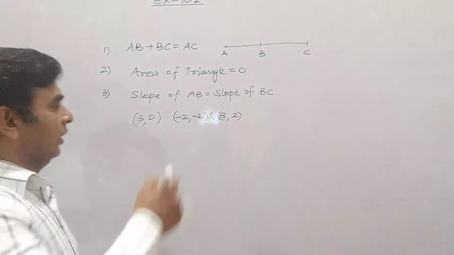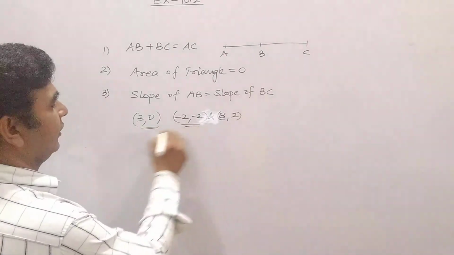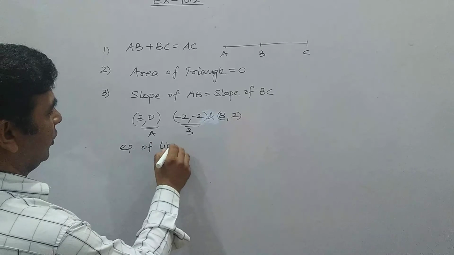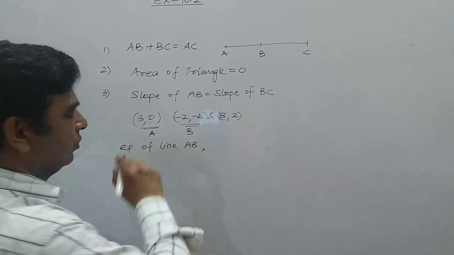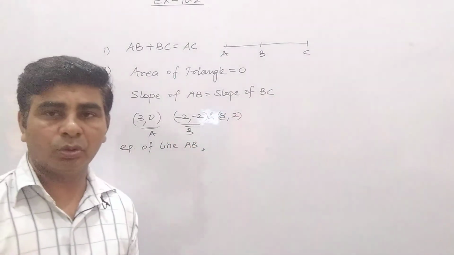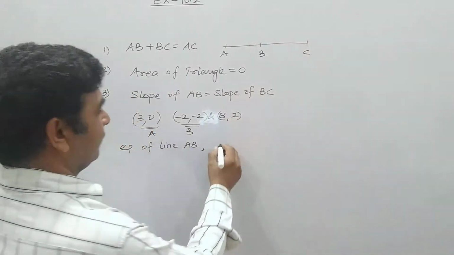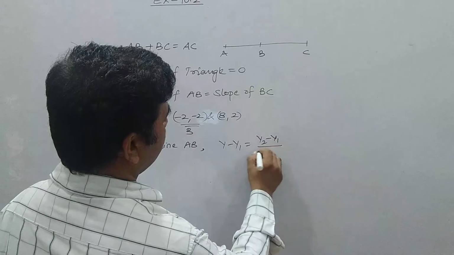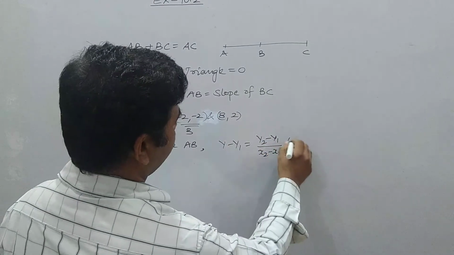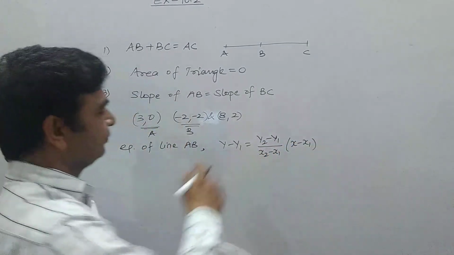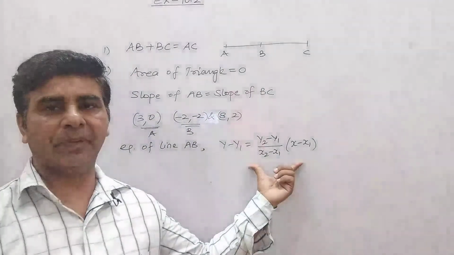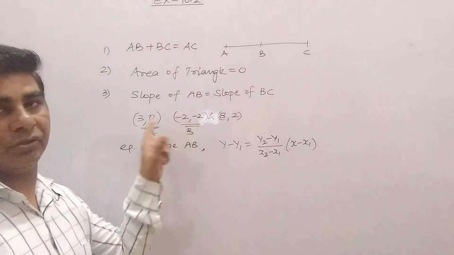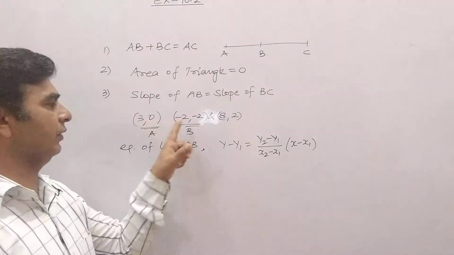So let me take the first and second points, that is A and B. The equation of line can be formed using the concept of 2-point form, which is given by y minus y1 is equal to (y2 minus y1) upon (x2 minus x1) of (x minus x1). This is the equation of a line passing through the 2 points, where x1, y1, x2, y2 are given to you.